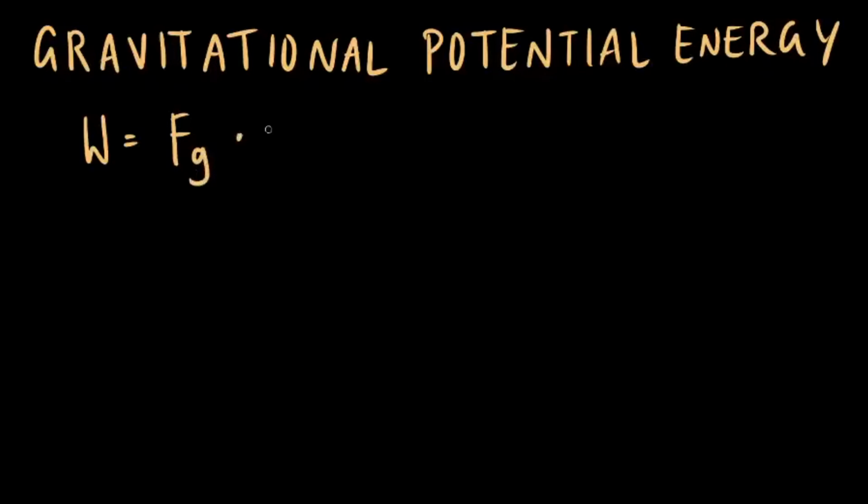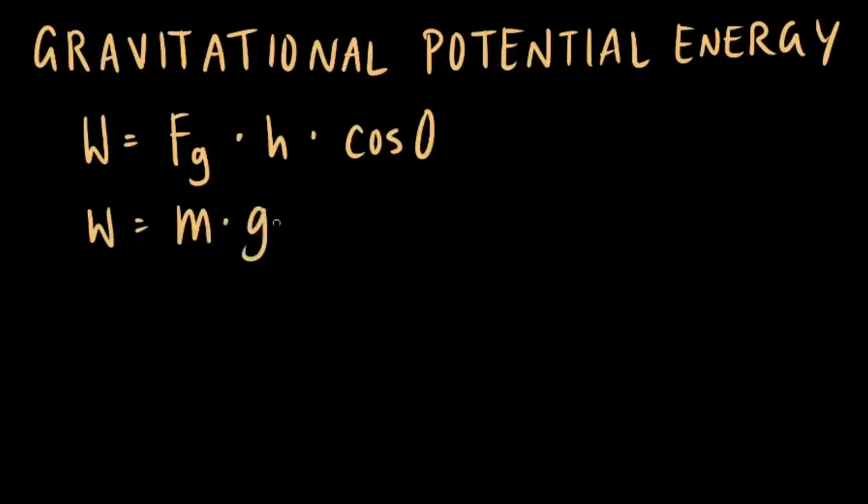Gravitational potential energy is stored energy due to height in a gravitational field, where m is mass in kilograms, h is the height above the origin in meters, and g is the acceleration of gravity.